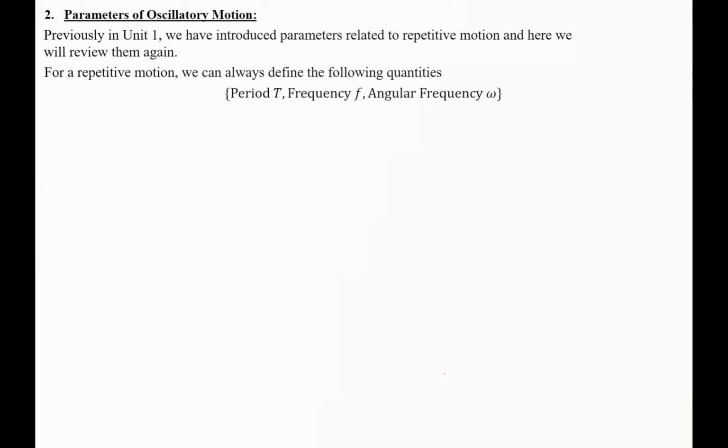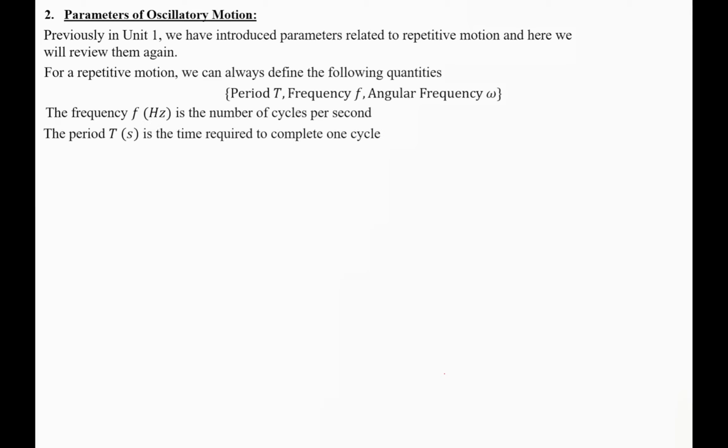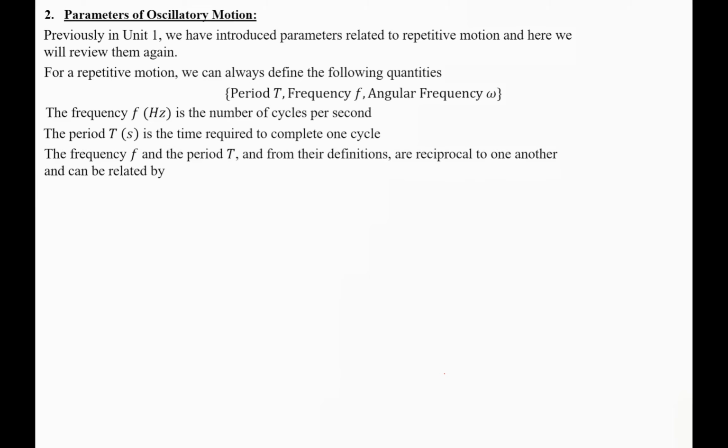Now Section 2, Parameters of Oscillatory Motion. Previously in Unit 1 we introduced parameters related to repetitive motion, and here we will review them again. For a repetitive motion we can always define the following quantities: the period, the frequency, and the angular frequency. The frequency f, in hertz, is the number of cycles per second. The period is the time required to complete one cycle.